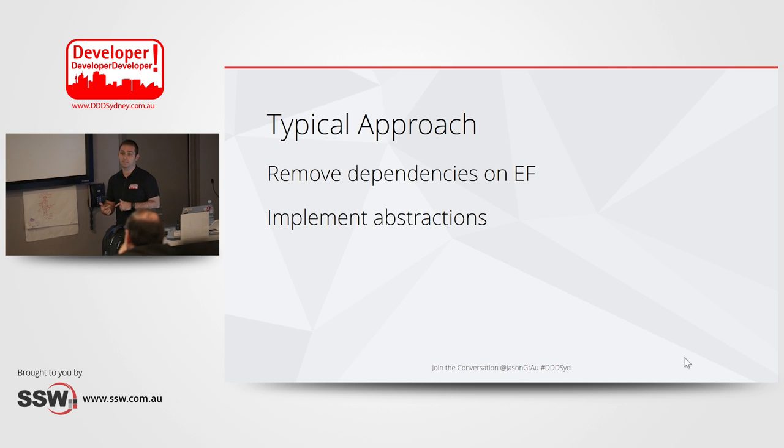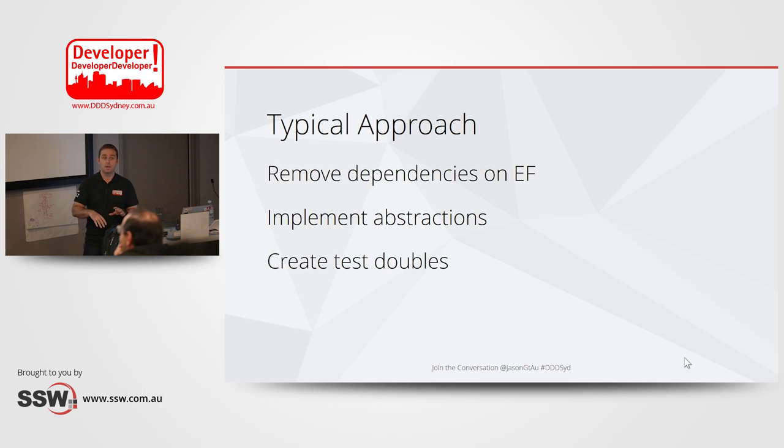Then you need to create test doubles. So before you can actually do any unit testing, or as part of your unit testing, you create a test double for your unit of work, and you create a test double for every single repository that you have. So these test doubles mock the behavior of the real objects so that you can, say, test an ASP.NET Core MVC controller. And once you've done all that, you can write some unit tests.